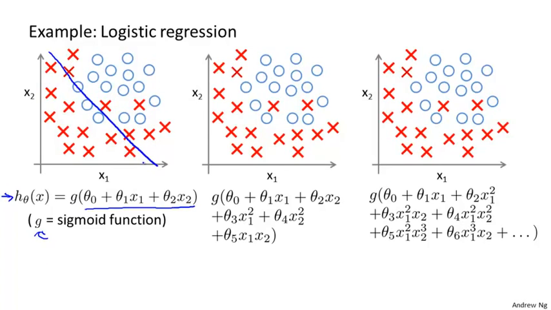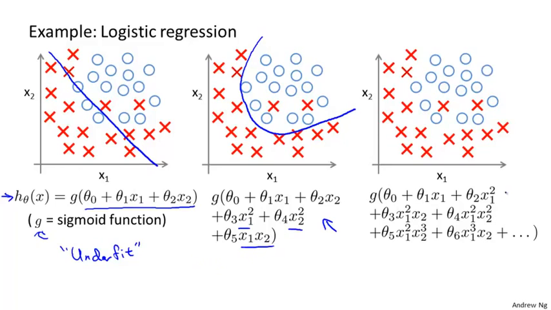And this doesn't look like a very good fit to the hypothesis. And so, once again, this is an example of underfitting, or of a hypothesis having high bias. In contrast, if you were to add these quadratic terms to your features, then you could get a decision boundary that might look more like this. And that's a pretty good fit to the data. Probably about as good as we could get on this training set.